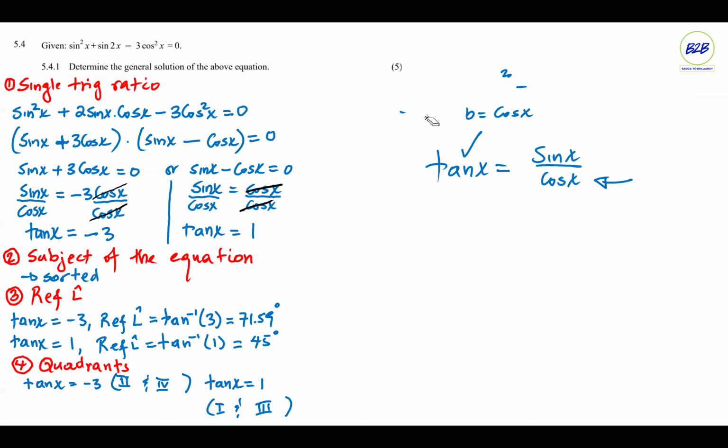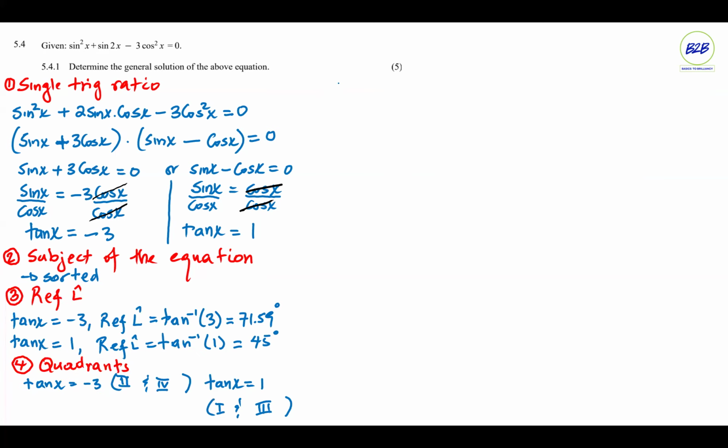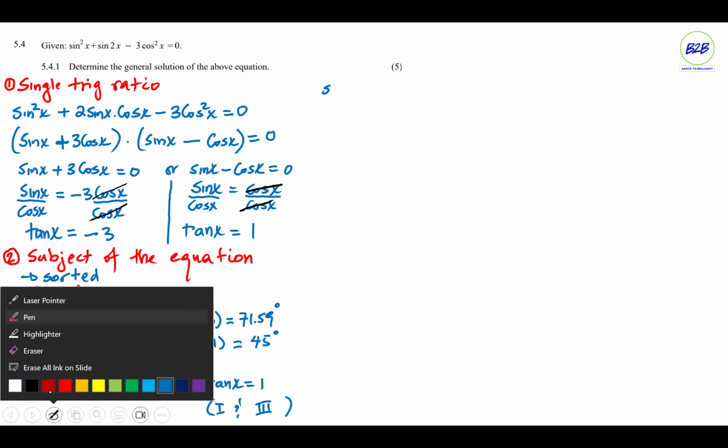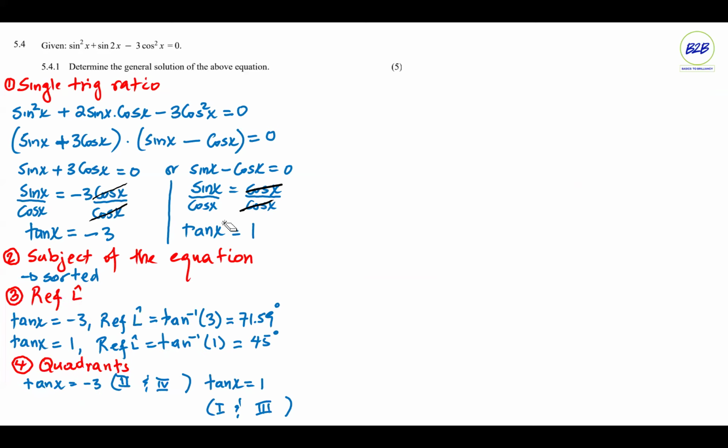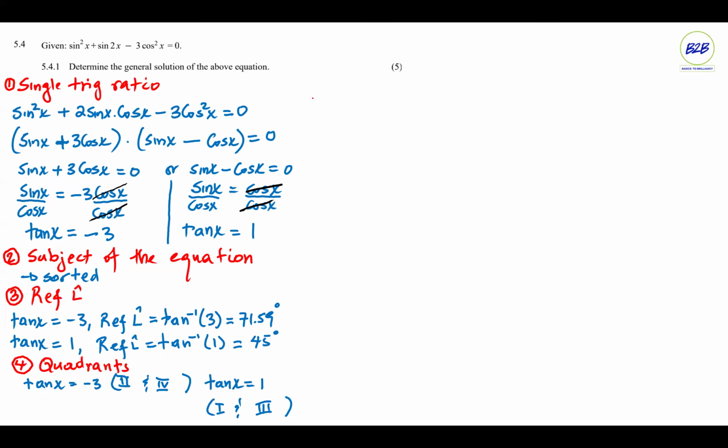Now that we have selected the quadrants, we must go to our very last step, and that is step number 5 out of the 5-step method. What is step number 5 about? Step number 5 is about solving for what we have always been solving for, which is determining the general solution. We must then solve.